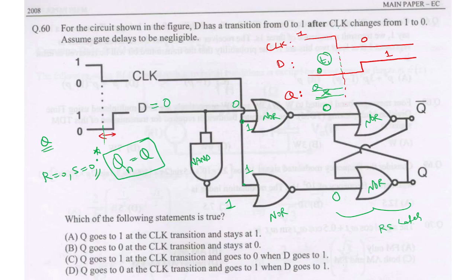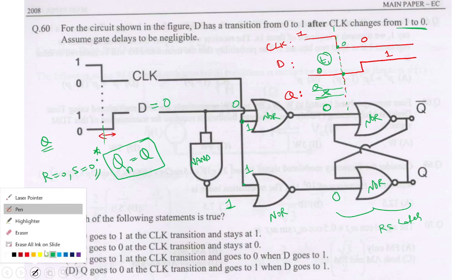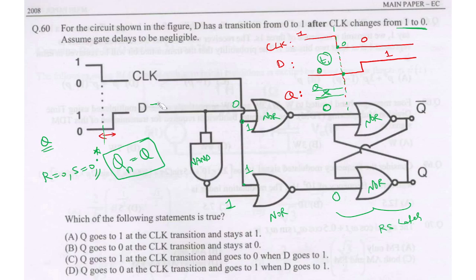Now clock changes here, from 1 to 0 at this point, at this transition. Here, what is the value of D? 0. Clock also has become 0, right? So let me change the values. Let it be like this. And this we know already. Just removing it.